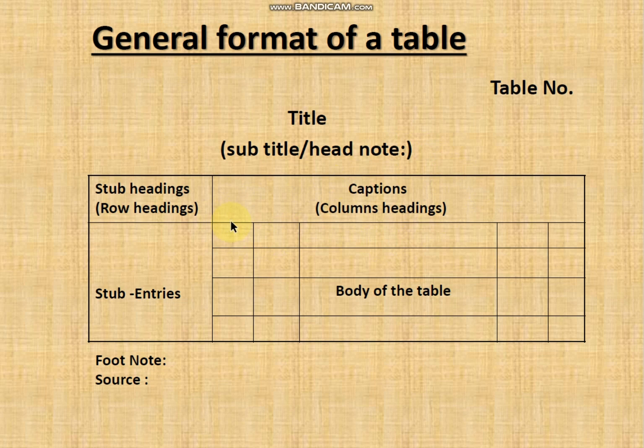Whatever you are writing vertically, those headings here are called captions. Similarly, stub headings are row headings. They represent the horizontal cells here. Whatever you are writing here, the numbers written in the row represent the title, the heading given here. So they are called row headings, stub headings.